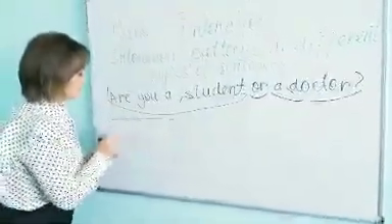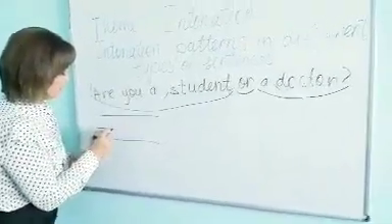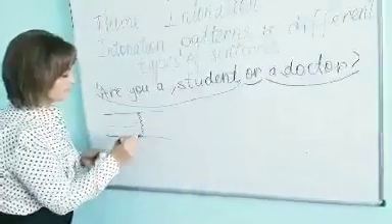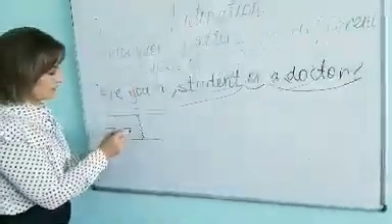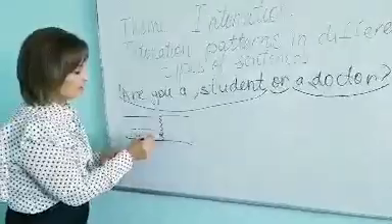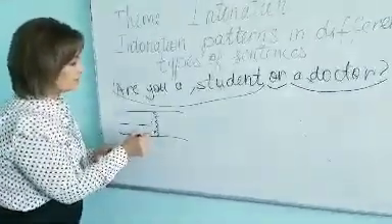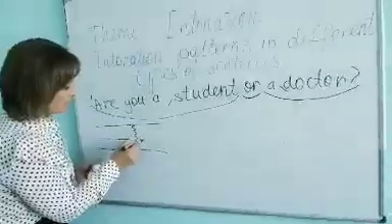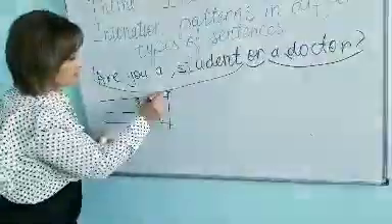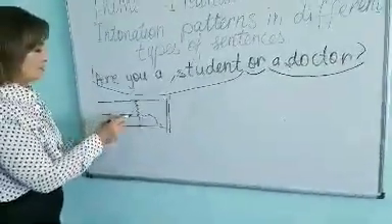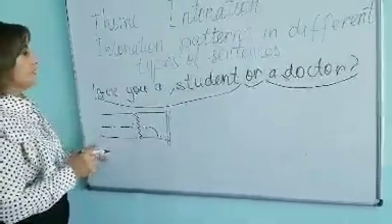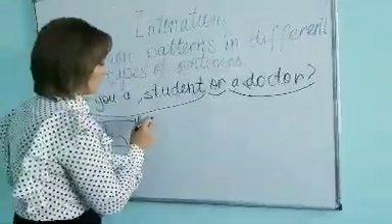So let's intone the sentence according to these stress marks. Are you a student? I'm a student. Here a non-final separate intonation group appears. With the help of this curly vertical line, we mark the non-final separate intonation group, which is called a syntagm. Or a doctor? Doctor. Are you a student or a doctor? Are you a student or a doctor? Was I at home or at school?